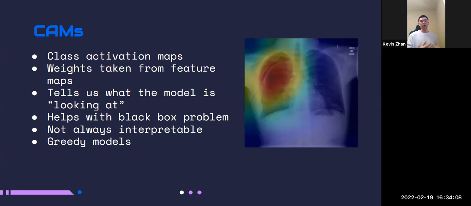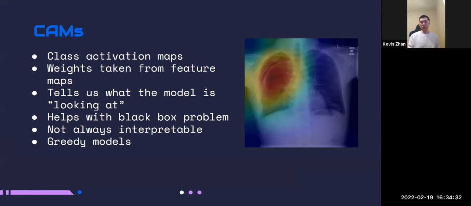And it basically tells us what the model is looking at, right? The regions with higher weights look red, while the regions that are blue are not really looked at. And this helps some with the black box problem because we know what the model is looking at to make this prediction. However, while CAMs are quite useful, it's important to know that they're not always interpretable, right?